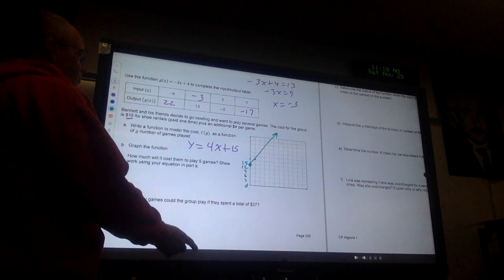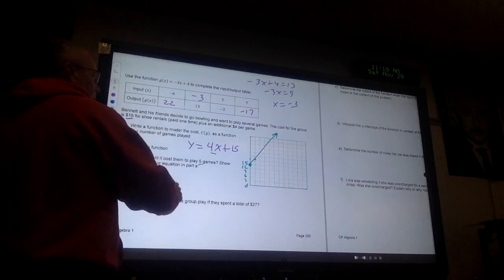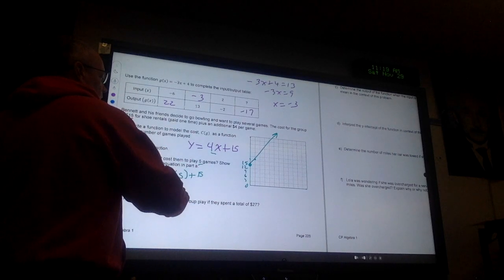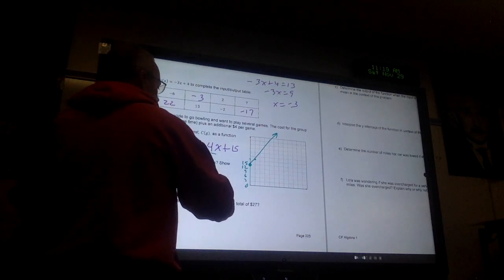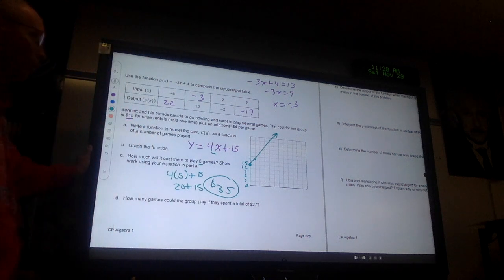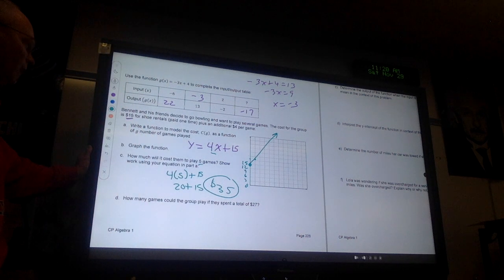So how much will it cost to play 5 games? Well, I'm going to take that 5, plug it in right there. So that's 4 times 5 plus 15. That's 20 plus 15, which means it's going to cost $35 for Bennett and his friends to have bowling shoes and bowl for 5 games.